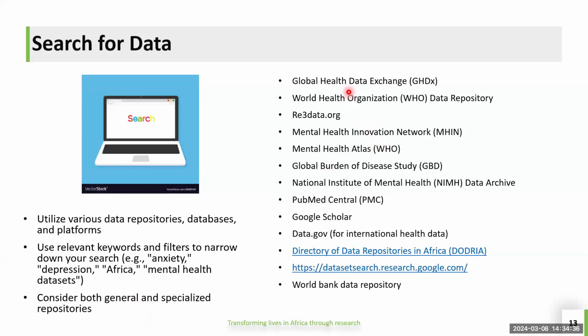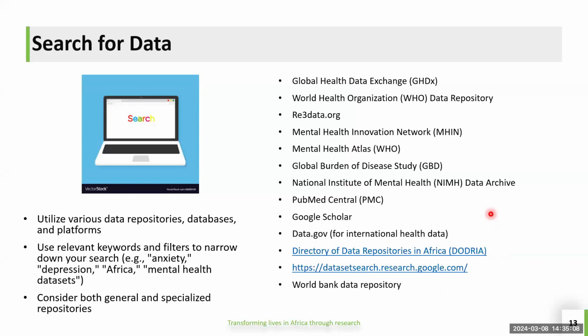What I've attempted to do on the right is to provide a list of various places where you can potentially get data. I'm not saying it's guaranteed that once you go there, you will find all the data that you need, but this is a good starting point. So the Global Health Data Exchange, if you Google that, you'll get a link to it. The World Health Organization Data Repository, I visited that.